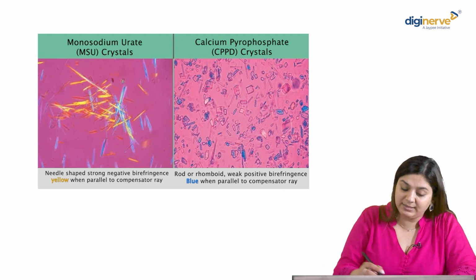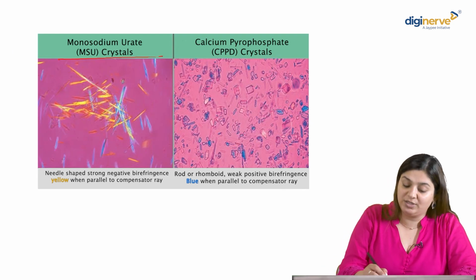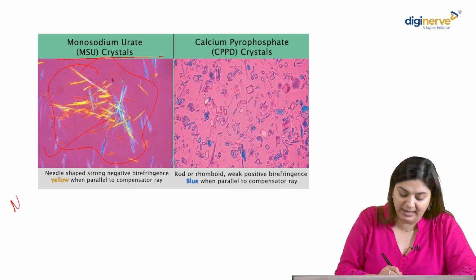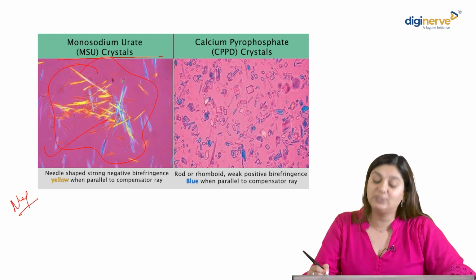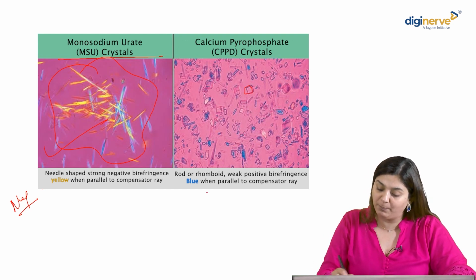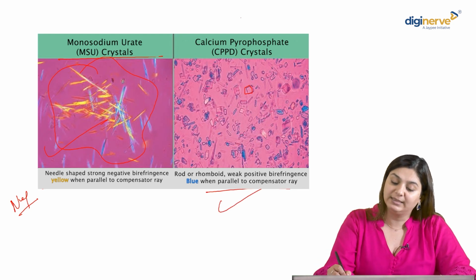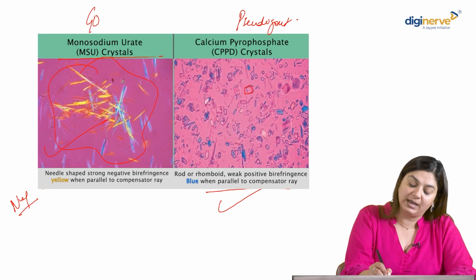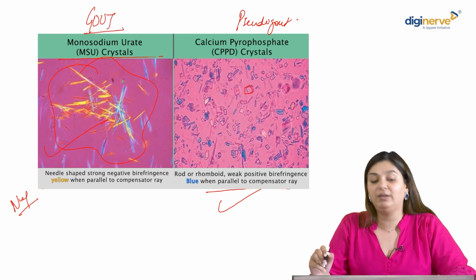See, can you see this? So, these are the uric acid crystals which all are needle shaped and the birefringence will be negative in it. Whereas in pseudogout, can you see all these? They are rhomboid shaped and they are weakly positive birefringent. This is pseudogout and this is gout. Very, very, very important.